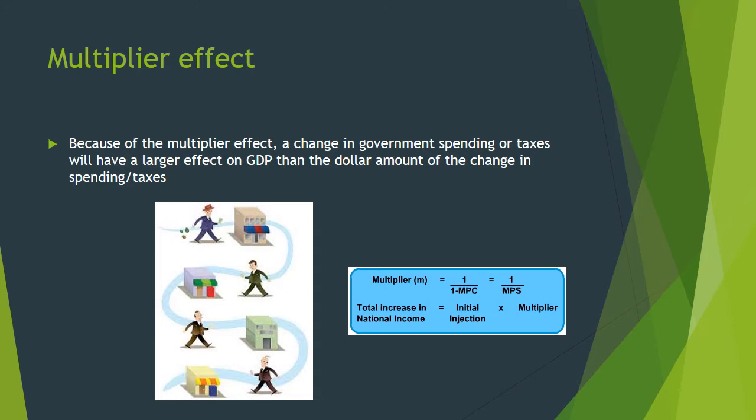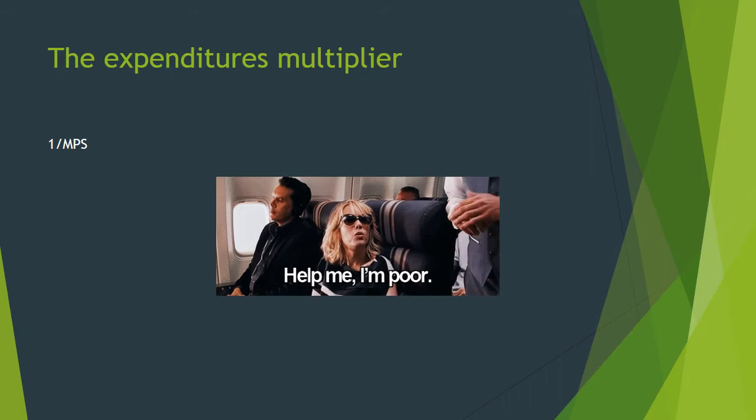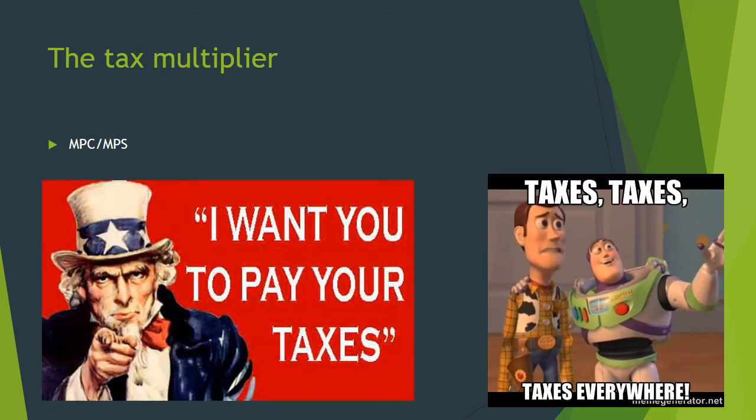So because of the multiplier effect, that change will have a larger impact on GDP than just that dollar amount alone. Now we have two multipliers, so we're going to break it up. We have our spending multiplier, the expenditures multiplier. This is what you guys are familiar with. This is what we did before. We just called it the multiplier initially, and it is often referred to as the multiplier. Now we're going to be a little bit more specific and call it the expenditures multiplier, and it is 1 over MPS. Now we also have a tax multiplier, and this is going to be a little bit different: MPC over MPS.